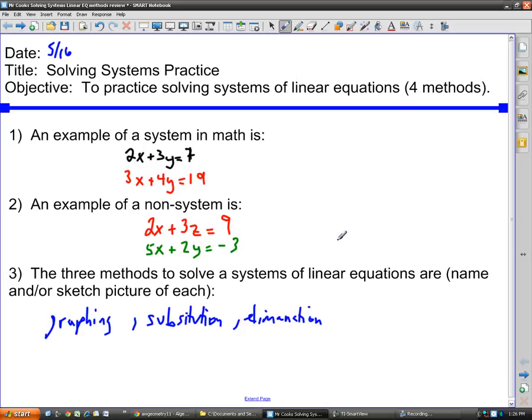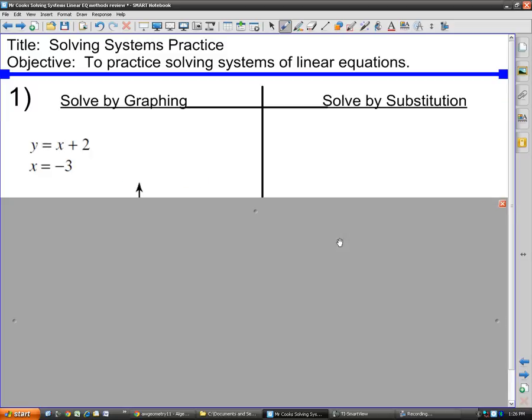Some of them take longer than others. Some of them are better than others. So let's go through some examples now. So the first one, it says, let's solve it by graphing. Well, if you look, this is just a standard y equals equation. So I'd start up 2, and my slope is up 1 over 1.